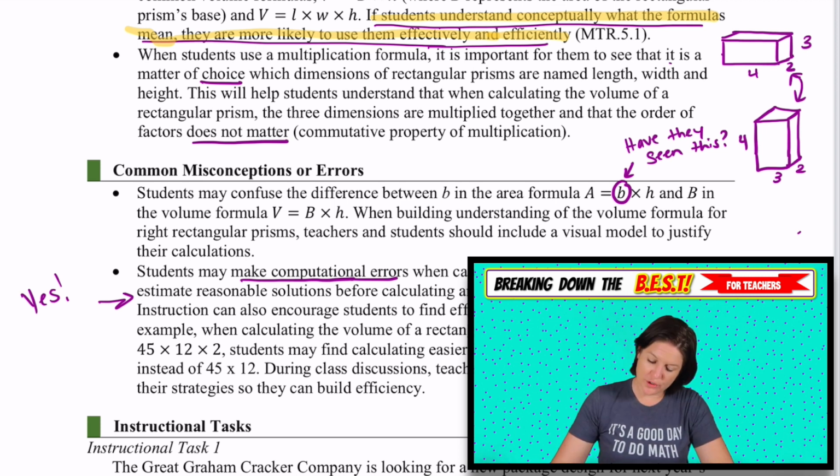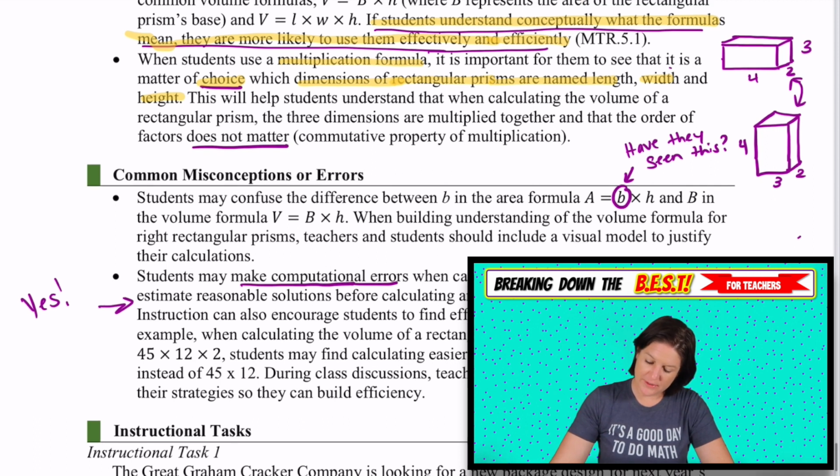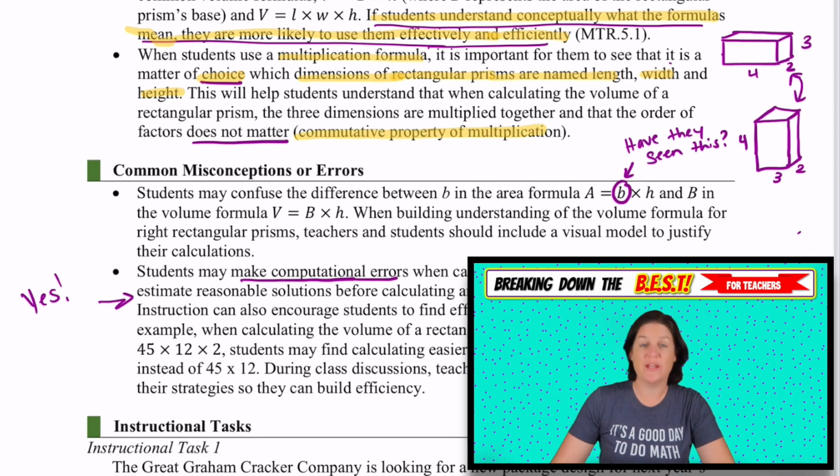It says when students use a multiplication formula, it's important for them to see that it is a matter of choice which dimensions of a rectangular prism are named the length, the width, and the height. Because of the commutative property of multiplication or the associative property of multiplication, the order does not matter, and the orientation does not matter either.